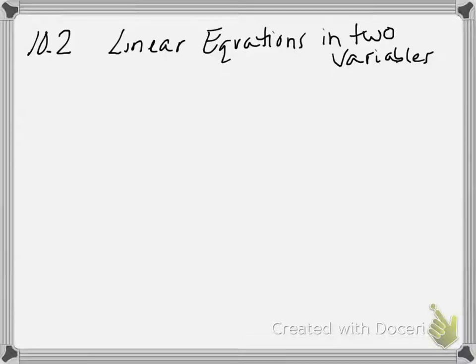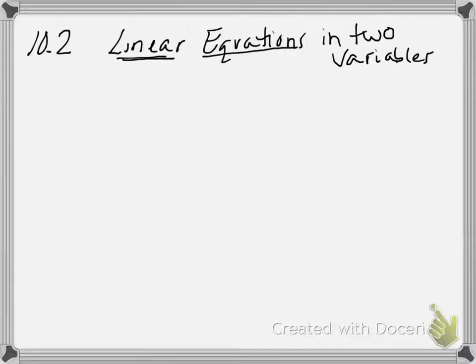So this is a video on 10.2, and 10.2 is about linear equations. What that means is that linear means that when you graph it, it's going to be a line. Equations, they're going to give it to you in equations sometimes, they're going to give it to you in a graph sometimes, and in a table sometimes.